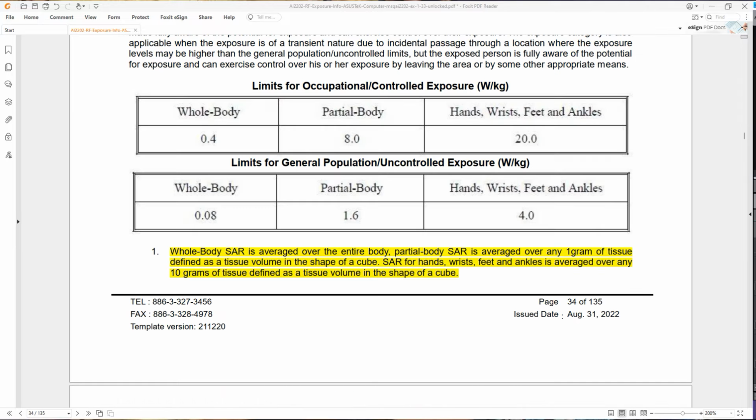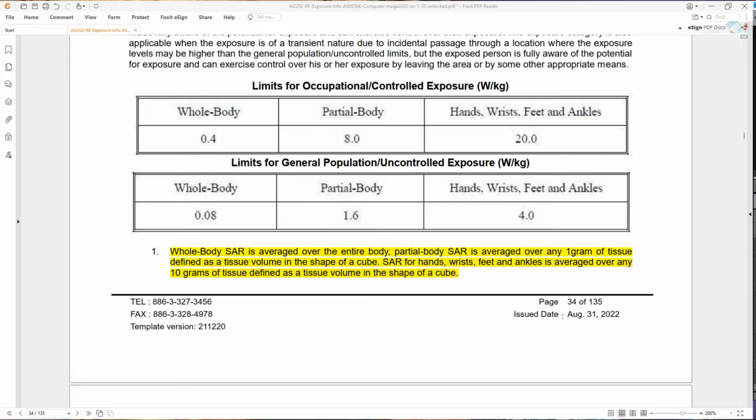But down here at the bottom, we have this highlighted bit that says, whole body SAR is averaged over the entire body. Partial body SAR is averaged over any 1 gram of tissue defined as a tissue volume in the shape of a cube. SAR for hands, wrists, feet, and ankles is averaged over any 10 grams of tissue defined as a tissue volume in the shape of a cube.